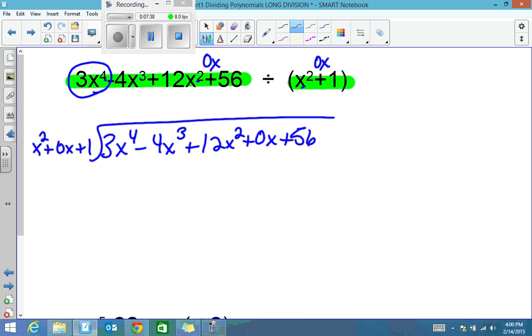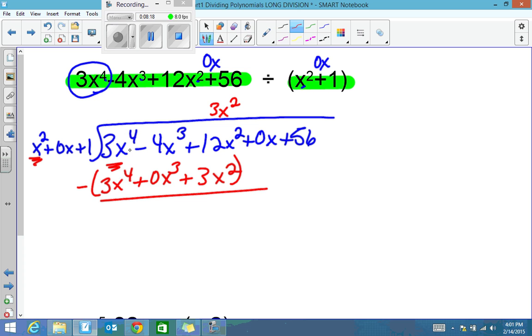So our first question is, what do we multiply x squared by to get 3x to the fourth? The answer would be 3x squared. Now, since that's a squared term, we're going to write it above the squared term over here, just like that. Now we're going to distribute that 3x squared. So 3x squared times x squared gives us 3x to the fourth. 3x squared times 0x gives us 0x to the third. 3x squared times 1 gives us 3x squared. Now we're going to subtract.